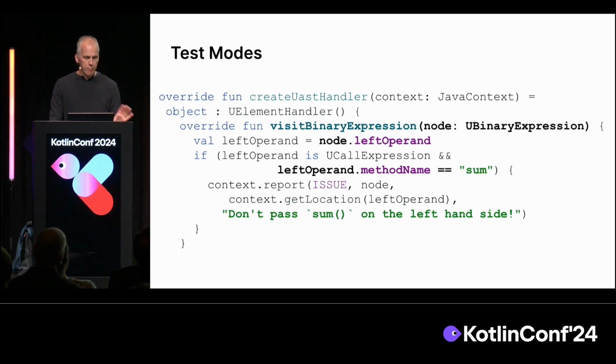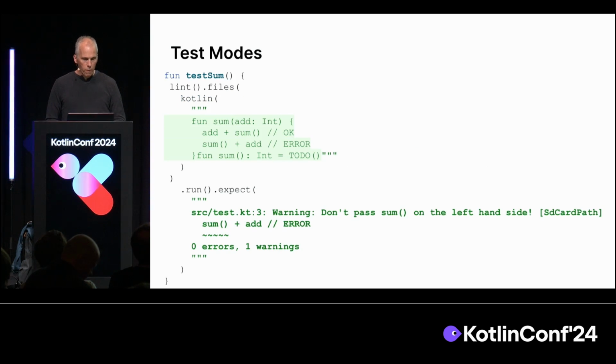Let's say you have a simple lint check like this. All we're doing here is complaining if, in a binary operator like plus, the left-hand side is a function call named sum. Yeah, it's dumb, but it's just an example. So we run our test the first time and update the expected error message such that the test is passing. But when I run the test, it still doesn't pass after this.